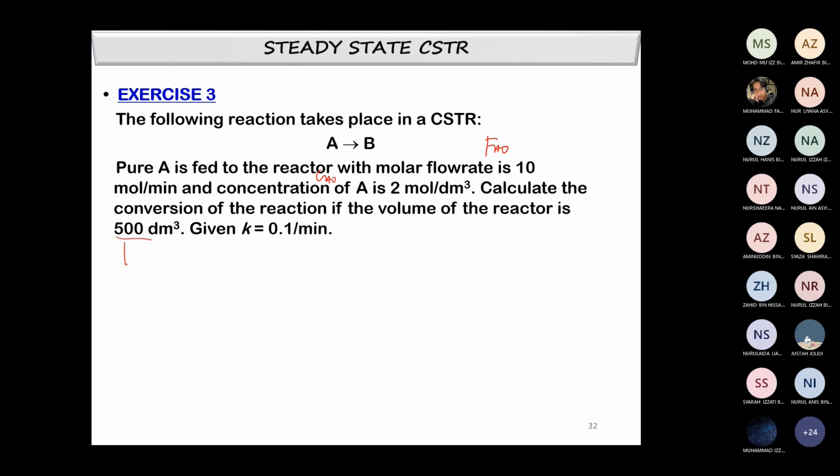So dia dah give you the volume punya value, which is 500. Maaf lah tersasul. Dari sini V is equal to FA0 X over negative RA. This is the rate law, negative RA is equal to KCA. So replace sahaja: FA0 times X over KCA0 times 1 minus X. Masukkan sahajalah equation ni, you akan dapat the conversion. Direct sahaja, senang sahaja.